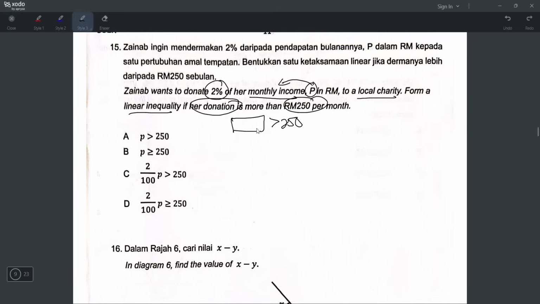So here I have to write the donation, right? And how much is the donation? It's 2% of her income P. So I think this one you have to take 2 over 100, 2% multiply with P, because you want to get the donation, right? And the answer for the donation will be bigger, more than 250. So that's the answer. So the answer is C. Yeah, that's all.